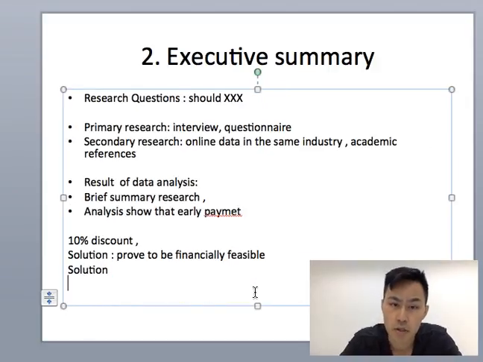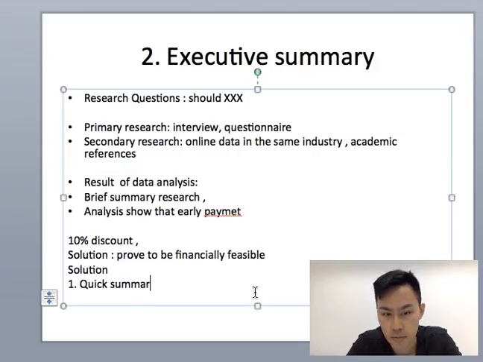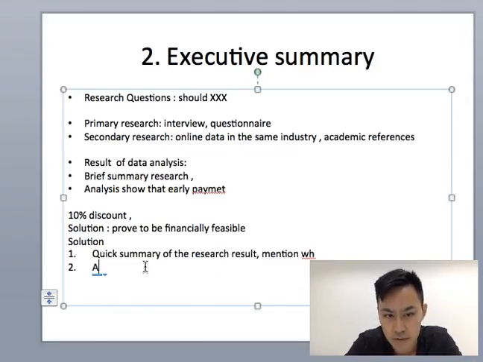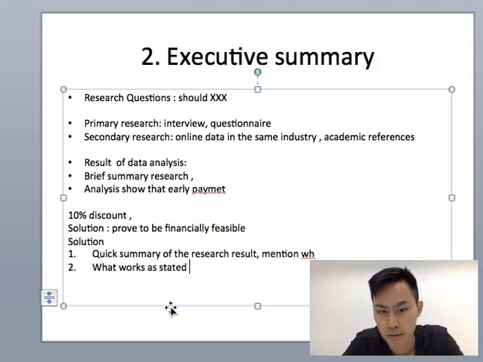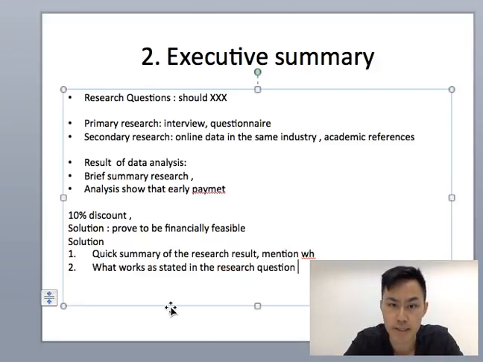Okay, a bit messy right here. So it's basically the summary. Let me list out all the things. It's just a quick summary of the research results, and mention what works, as stated in the research question. Okay? So that's what you do in the executive summary.